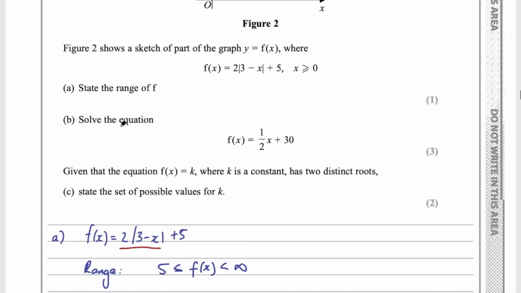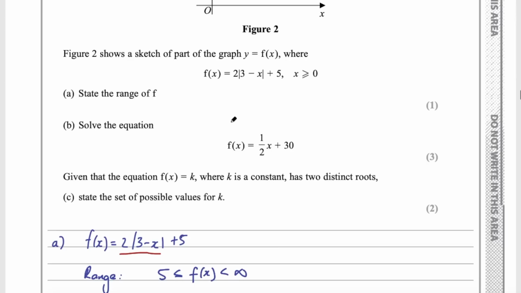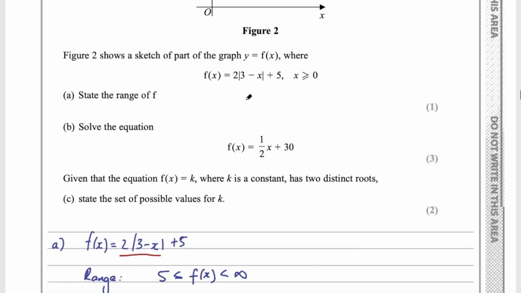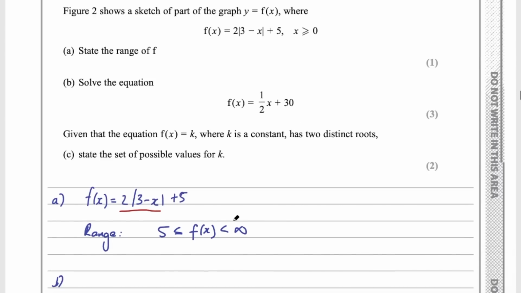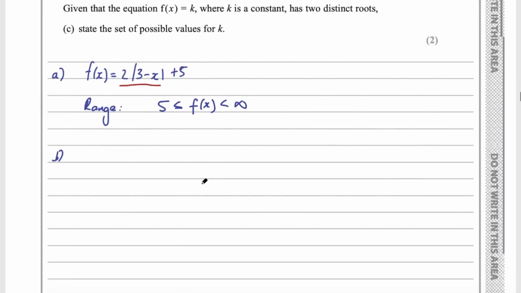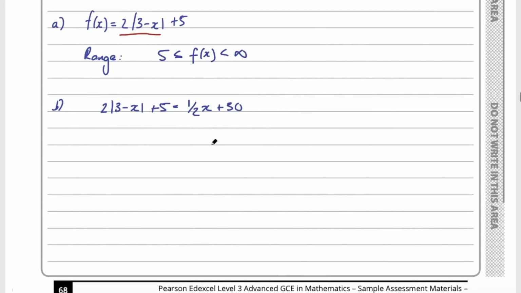Part B says solve the equation f of x equals half x plus 30. So they're saying that they've given this the value of f of x, this equation up here, and they've set that equal to this expression here, half x plus 30. So that's where we need to start. So we need to write that equation out again. So 2 multiplied by the absolute value of 3 minus x, plus 5 equals a half x plus 30.